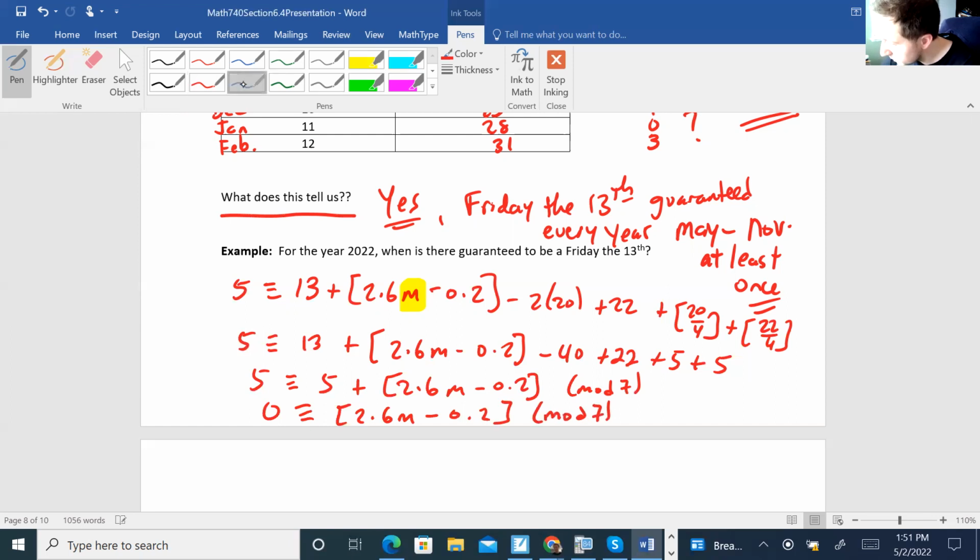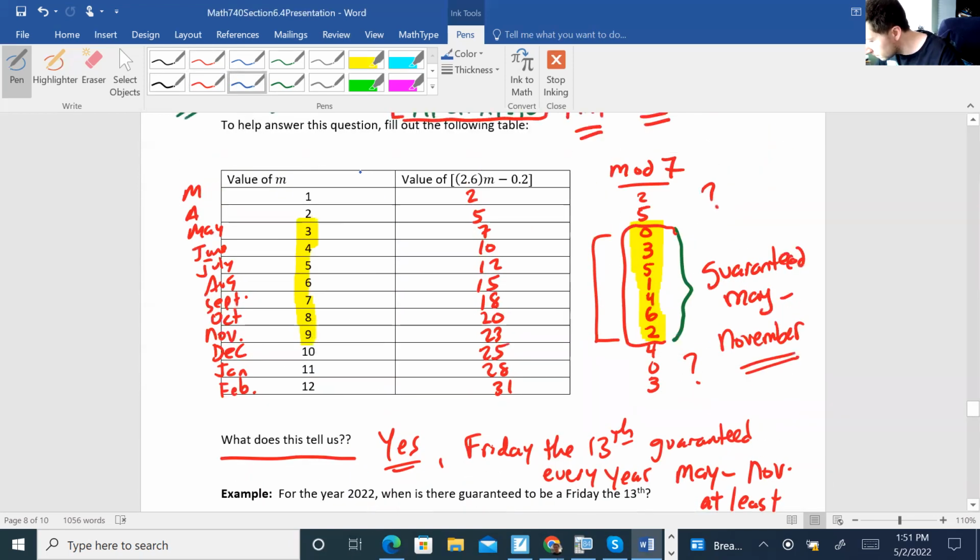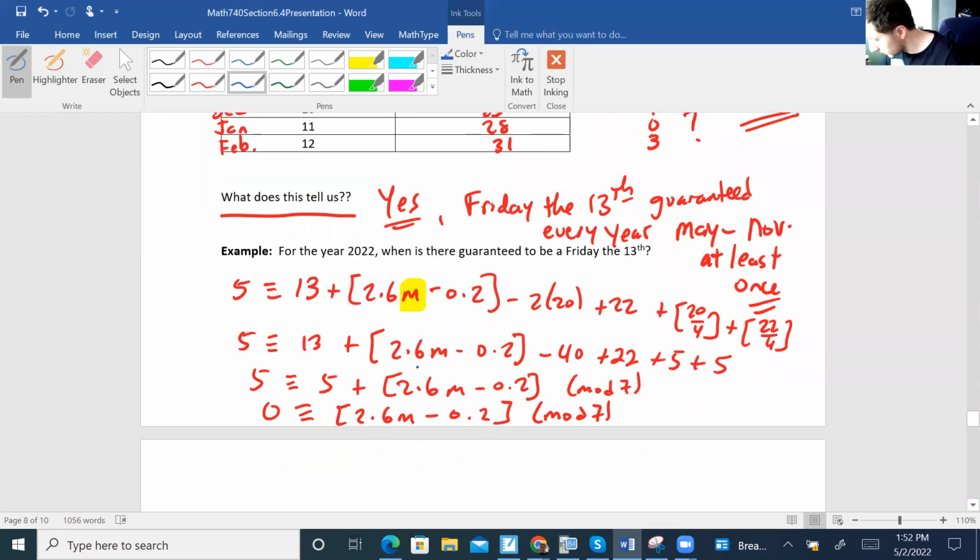The only m value, actually, we can just go back to our table from this. The only m value that makes that happen, let's go back up top here. This is the one nice thing about having that table. The only time 0 actually popped up was in month 3, which is May. And it's going to be May. I don't know if anybody gets that reference. Actually, May started yesterday. So May 13th, 2022 will be a Friday the 13th.